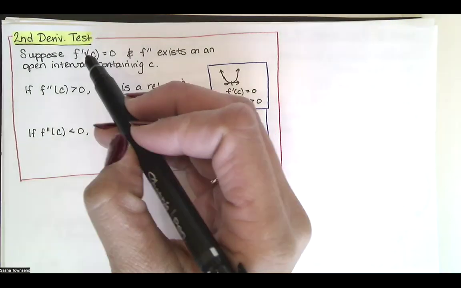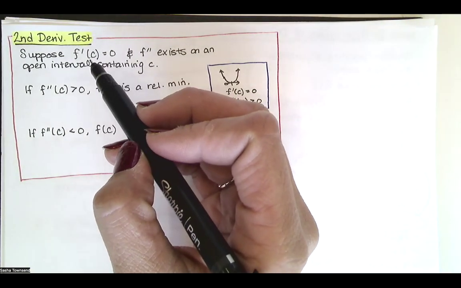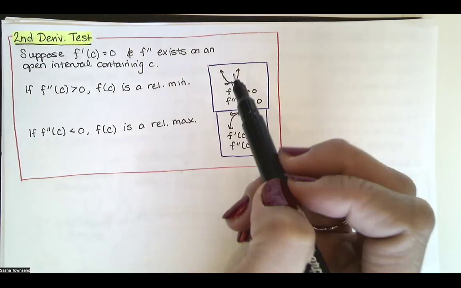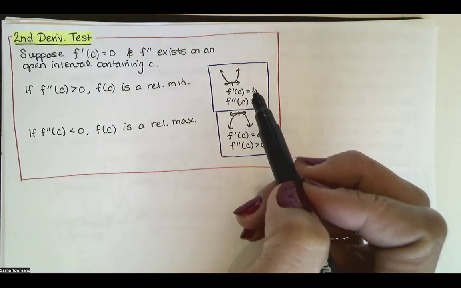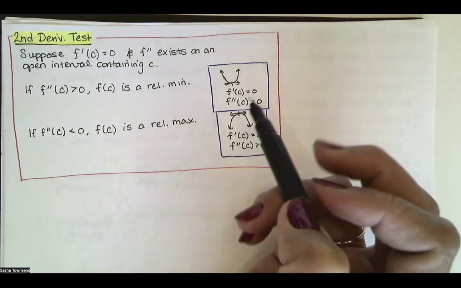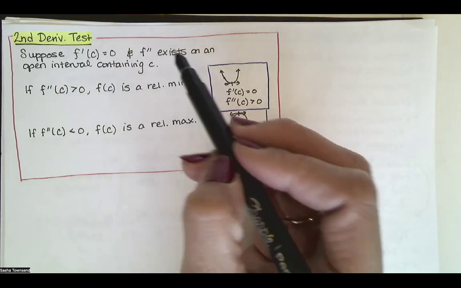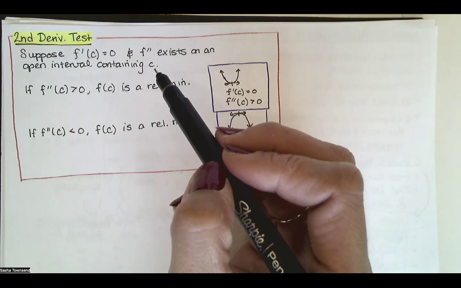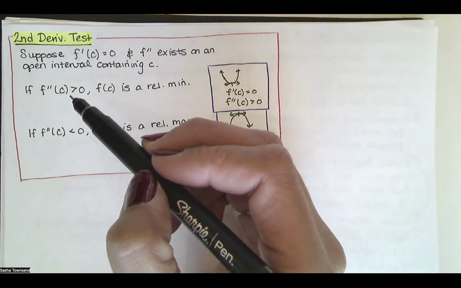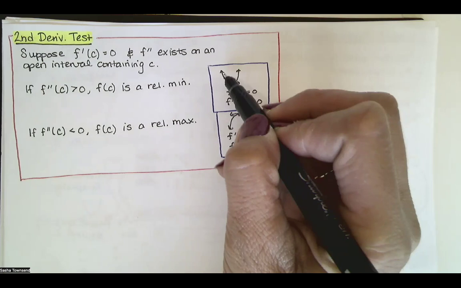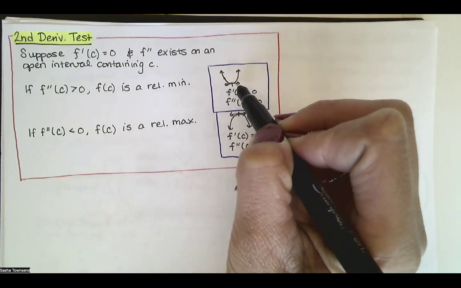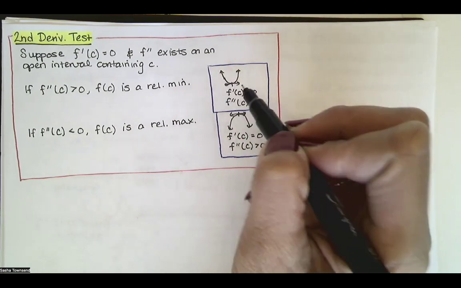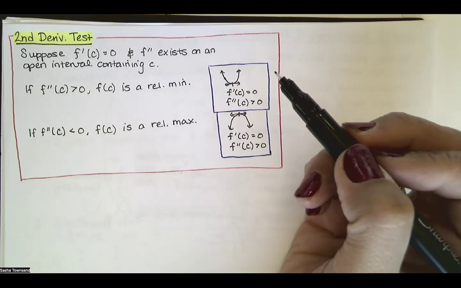So let's say that f prime of c equals 0. So c is a critical point where the derivative is 0. So we're at a min, or we're at a flat spot on the graph. So the tangent line is horizontal. If f double prime exists on an open interval containing that x value, and f double prime is positive, then we know the graph is concave up and the derivative is 0. So we must be at the bottom. So f of c has to be a relative minimum.